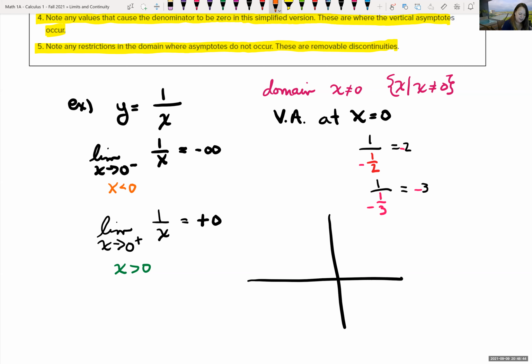Let's look at the limit as x goes to positive infinity. This is where you just have to keep imagining what's going on. If we start plugging in numbers as x is going to positive infinity, like if I plugged in 100, that's easy for 1 over x. If I plug in 100, that's 1 over 100.